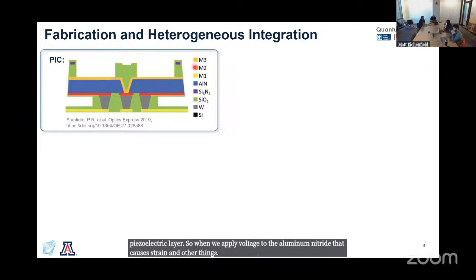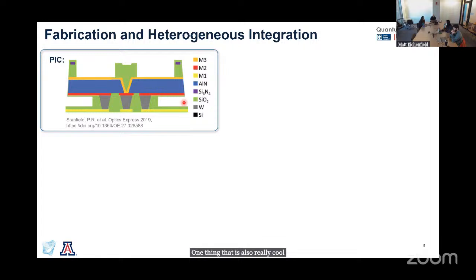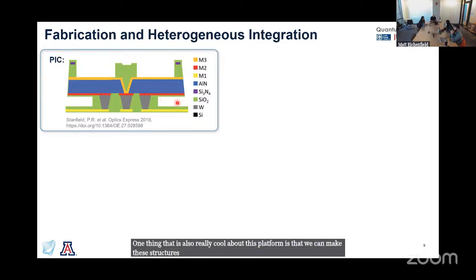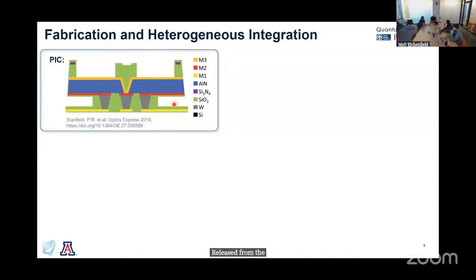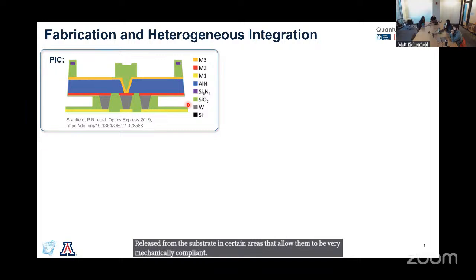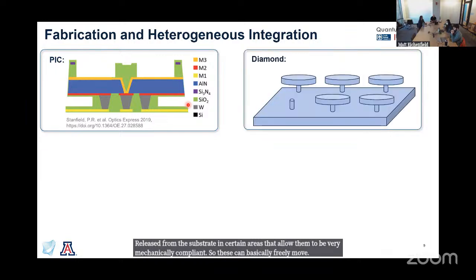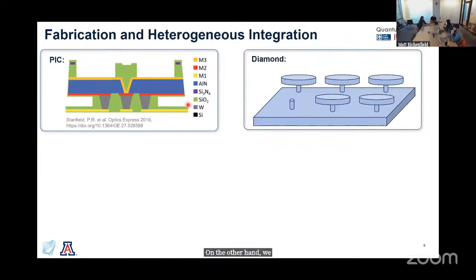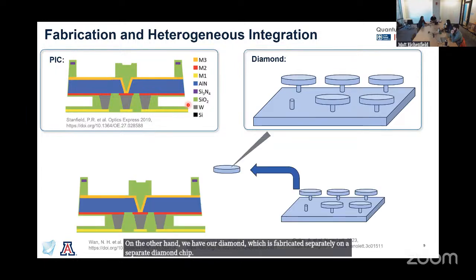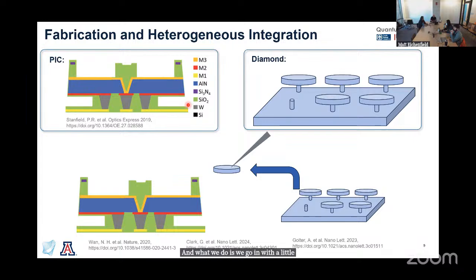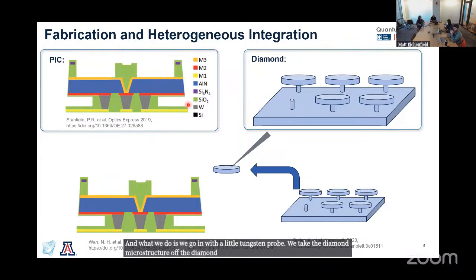One thing that is also really cool about this platform is that we can make structures that are undercut, basically released from the substrate in certain areas, which allows them to be very mechanically compliant. So these can basically freely move. On the other hand, we have our diamond, which is fabricated separately on a separate diamond chip. We go in with a little tungsten probe, take the diamond microstructure off the diamond parent chip, and put it down on our photonic integrated circuit, wherever it needs to go.